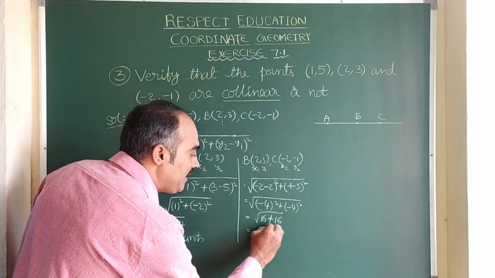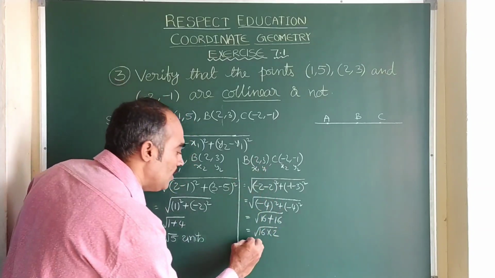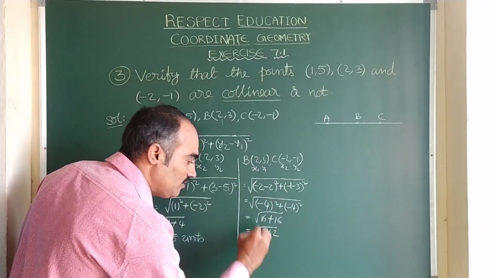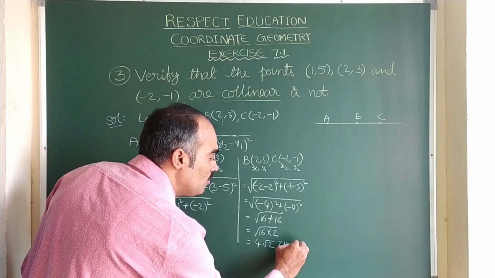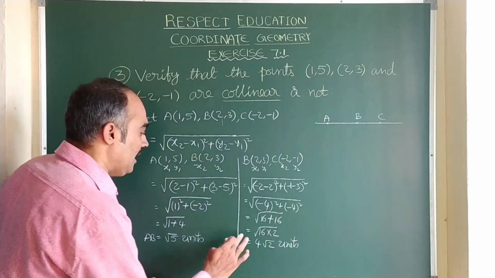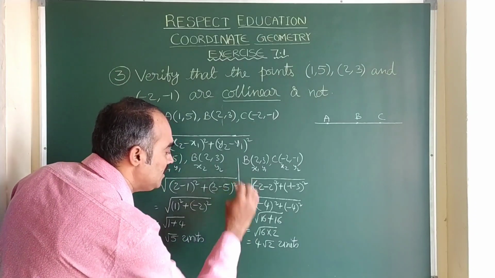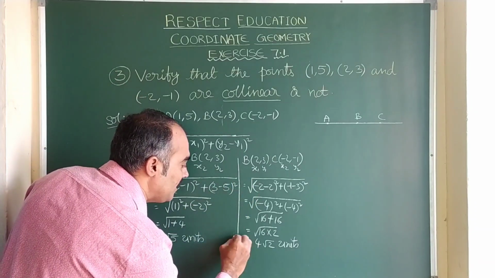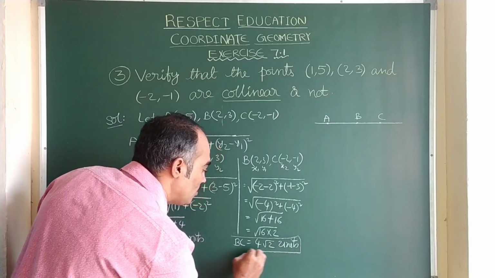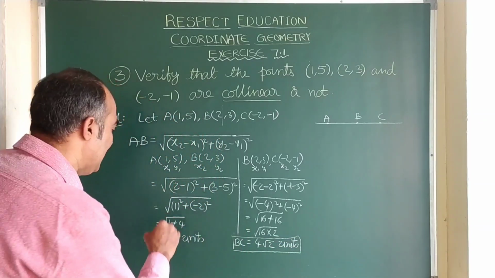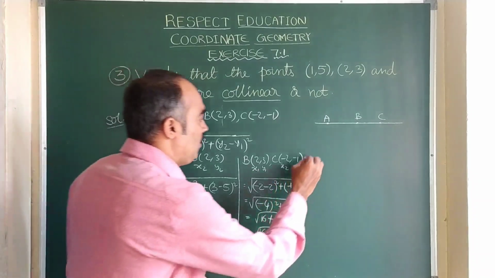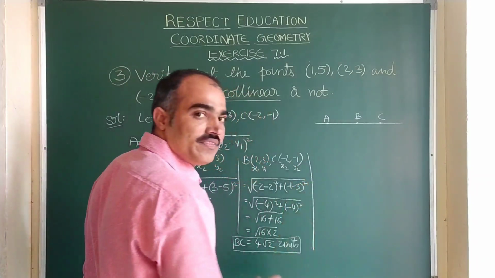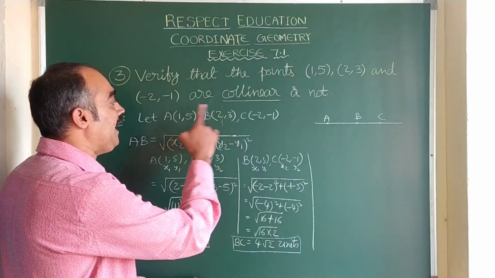So here we can split the square root for both. Root 16 is 4. Root 2, I am writing root 2 as it is. So it is 4 root 2 units. So here I got BC as 4 root 2 units. Let us note down BC as 4 root 2 units. Earlier we got AB as root 5 units. Now we need to find the distance between A and C.